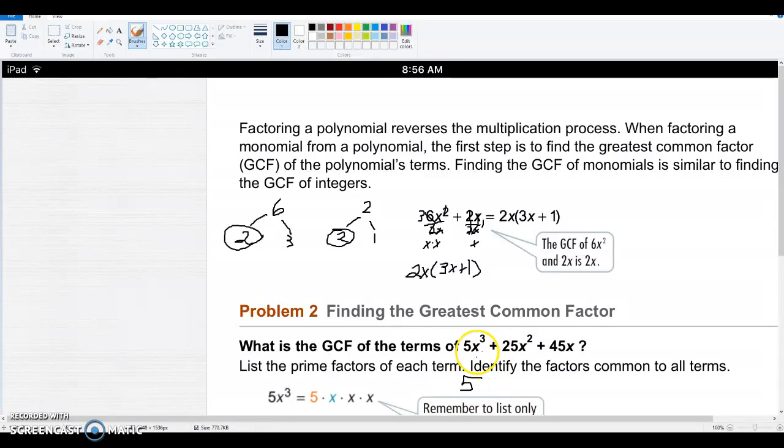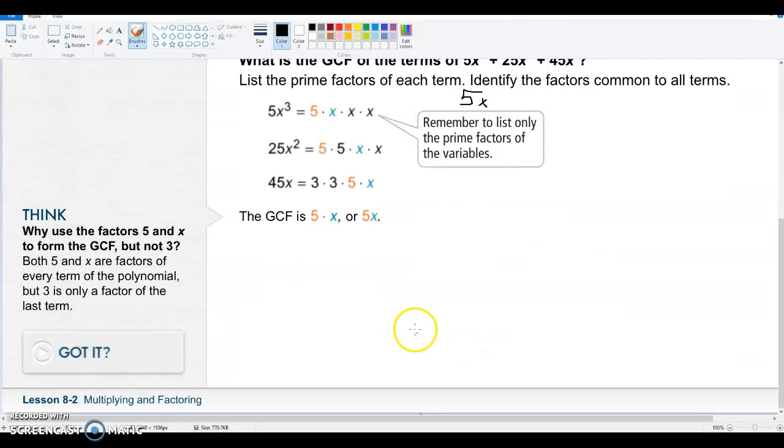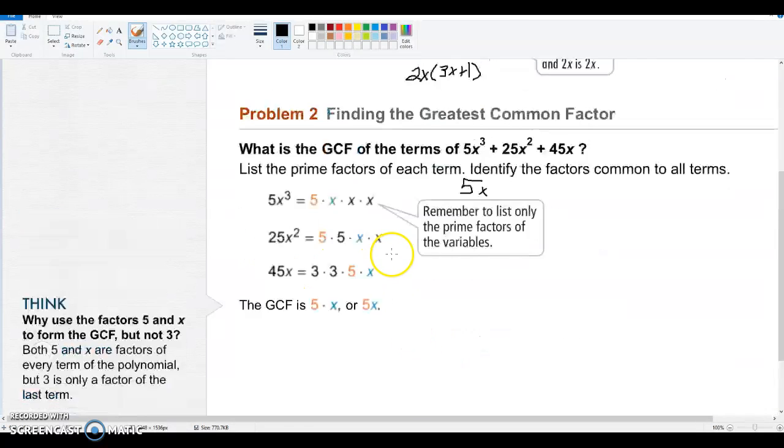And then we look at our variables. We have an x cubed, an x squared, and an x. So the smallest order x we have in here is just an x. I'm sorry, I said the highest order, the smallest order is an x. So you can't get an x squared out of an x. It's only one x. So all we have is going to be 5x. Okay, and they worked it out. The greatest common factor is 5x.